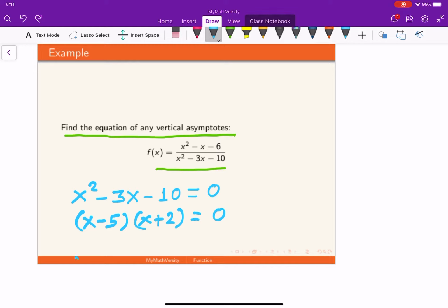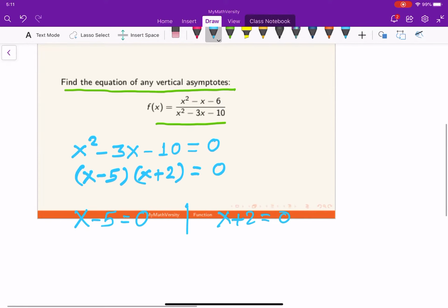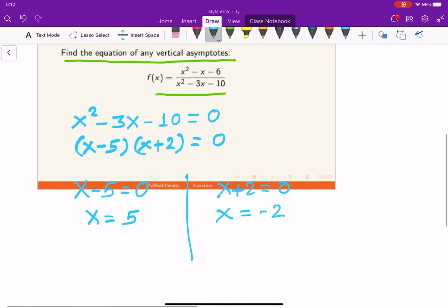We can just use the zero property, which is to set x minus 5 equal to 0, and then set x plus 2 equal to 0, and then solve those linear equations. If I add 5 on both sides, I get x equal to 5. When I subtract 2 on both sides, I get x equal to negative 2 as the solution. So it turns out that at x equal to 5 and x equal to negative 2, the denominator is 0.